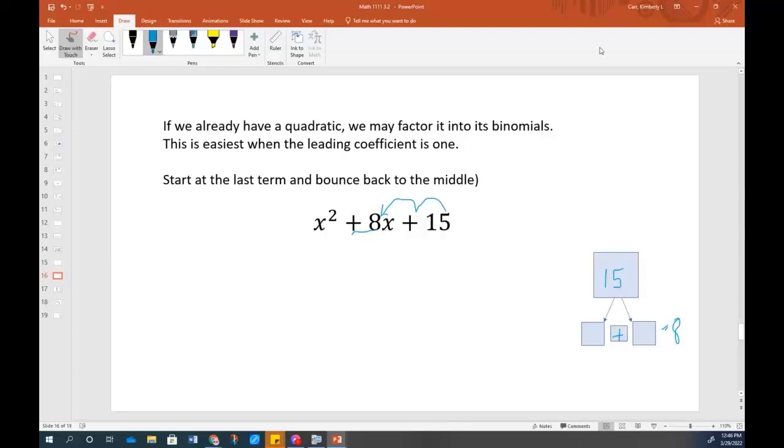Even if you didn't know immediately, it wouldn't take you very long to figure that out, because you can just start to run through all the things that multiply to 15. 1 and 15, no. The next thing that goes into it is 3, and bingo. 3 times 5 is 15. 3 plus 5 is 8. If you did not have a number in front of x other than the understood 1, then you don't have to do anything else except write your factoring: x plus 3 and x plus 5.